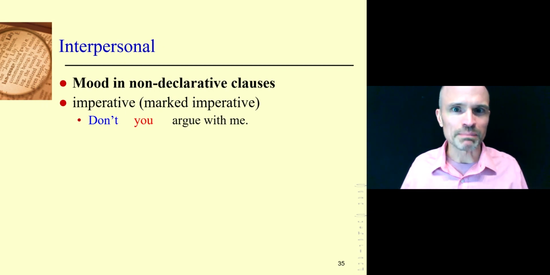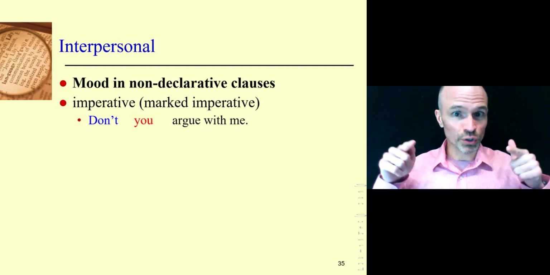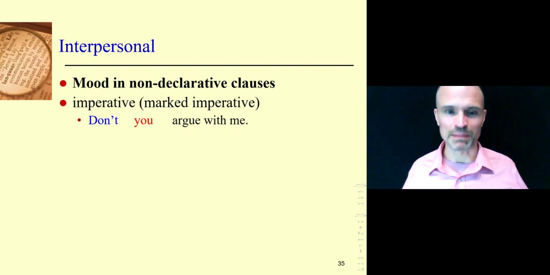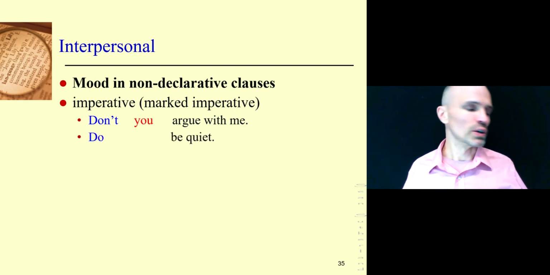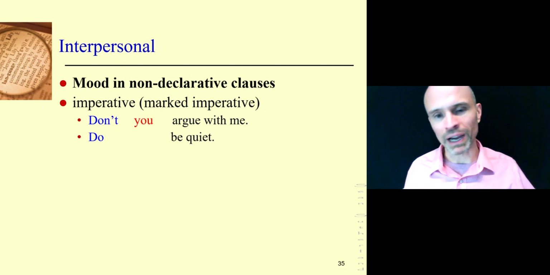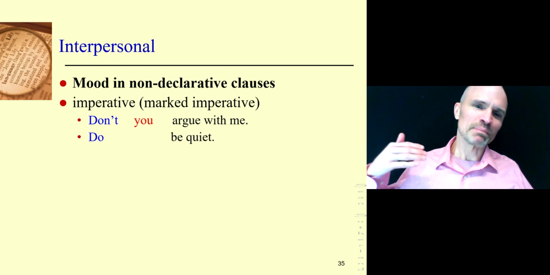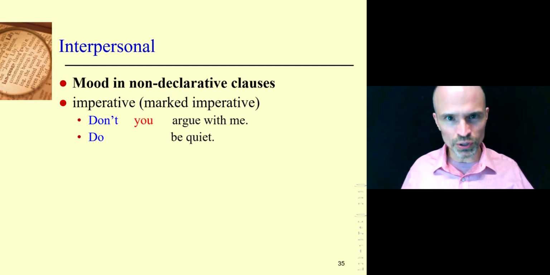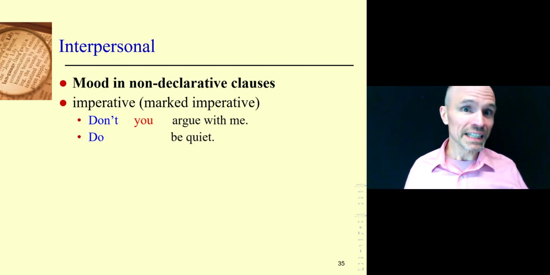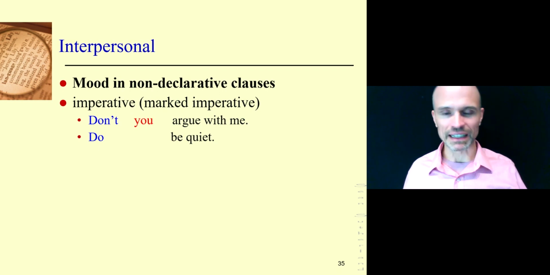right? But you can see why it's marked. The person wanted to emphasize you be quiet. Or like this example here, don't you argue with me. Or do be quiet, right? I mean, be quiet is imperative. Do be quiet. The do is added on just to make it more emphatic, right? Be quiet. Do be quiet. You don't need them. They're added to make it more emphatic.